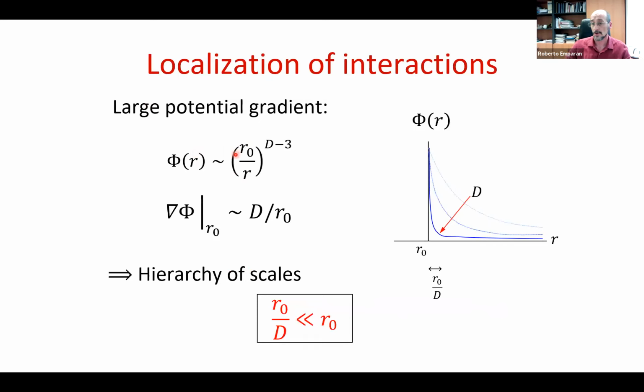You consider just the Newtonian potential in a number of space-time dimensions equal to D. That's just the solution of the Laplace equation in more dimensions. As D increases, this potential, which in D equals 4 may look something like this, becomes steeper close to this scale and flatter away from it. And the extent over which the gravitational potential is non-trivial, not flat, is very small. It's R0 over D.